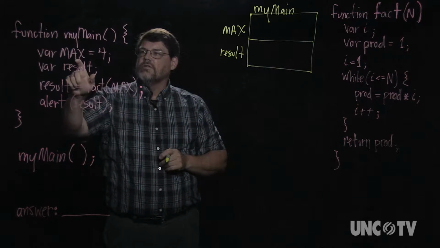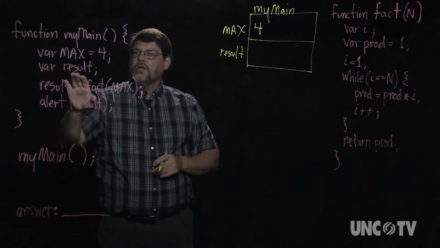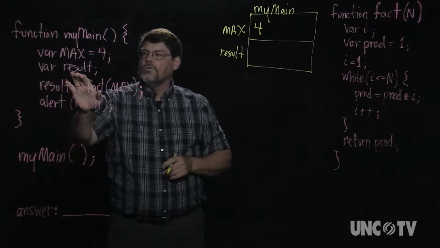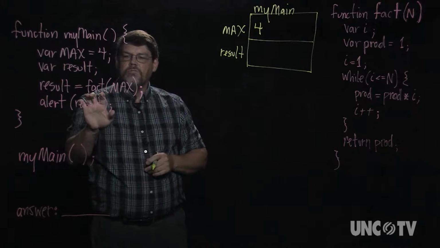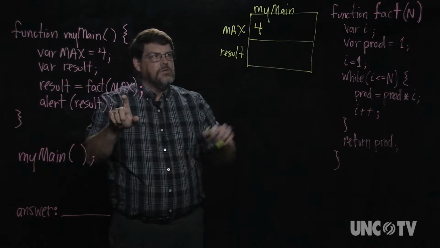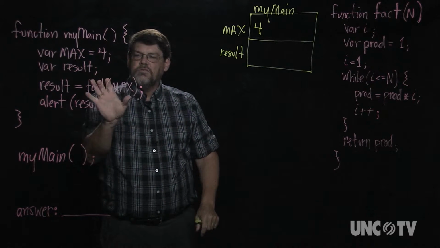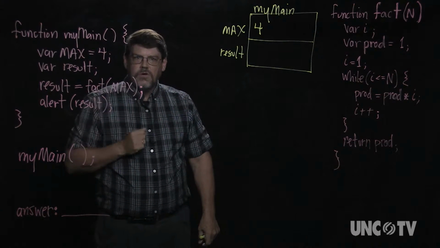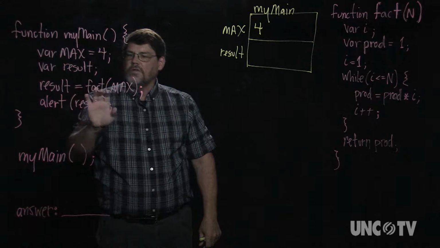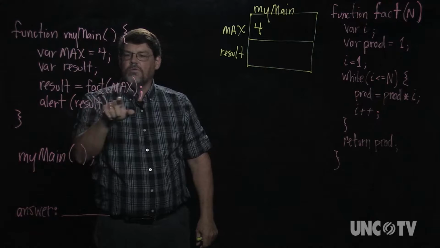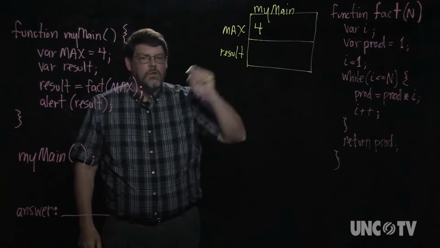So the first line says, go to the variable max, put in a 4, so I'll do that. The next line does not put anything into the variable result. The third line says, I would like to go and call the function fact. I'm going to pass it the information that's stored in the variable max, and then I'm going to wait while this function runs. It will eventually generate some information and send it back to me, and this statement, result equals fact of max, says whatever comes back from the function fact is going to be put into the variable called result.